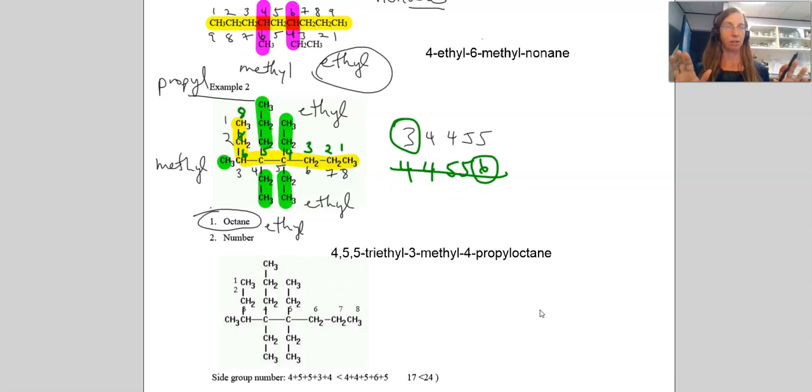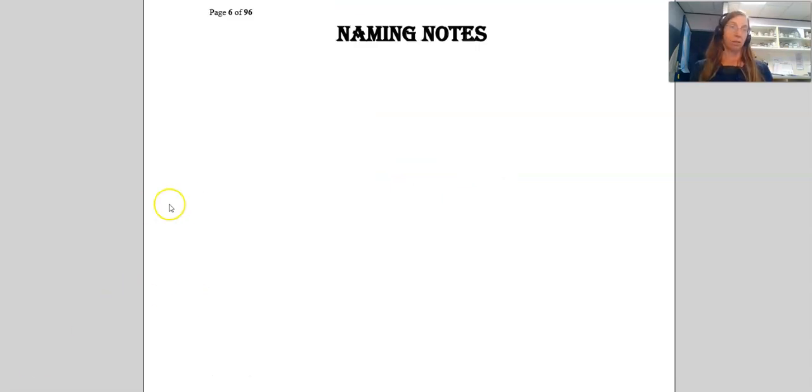This is a standard IUPAC naming system. And if you can do that, then we'll add little bits on, but this is the basis of it, and that was quite a difficult one. So I just want to mention a couple other things that you will see.